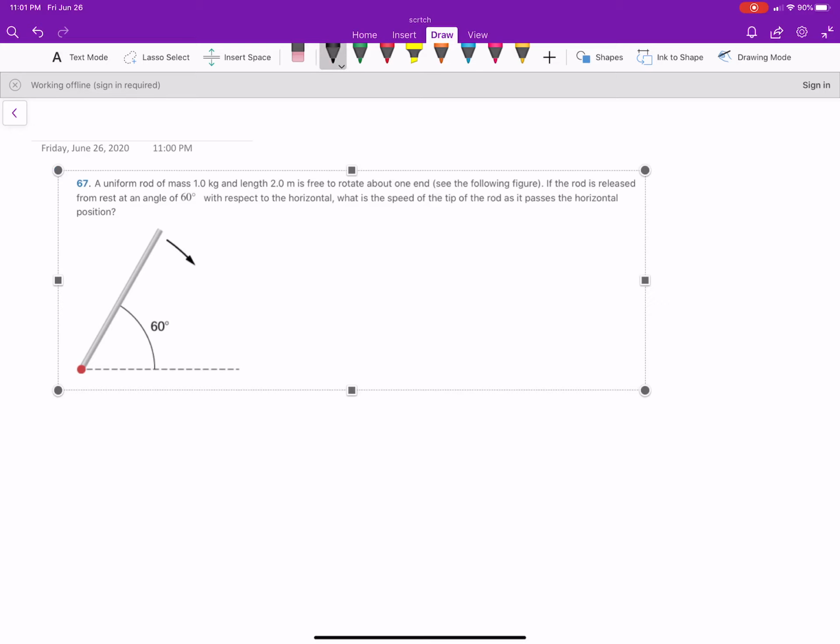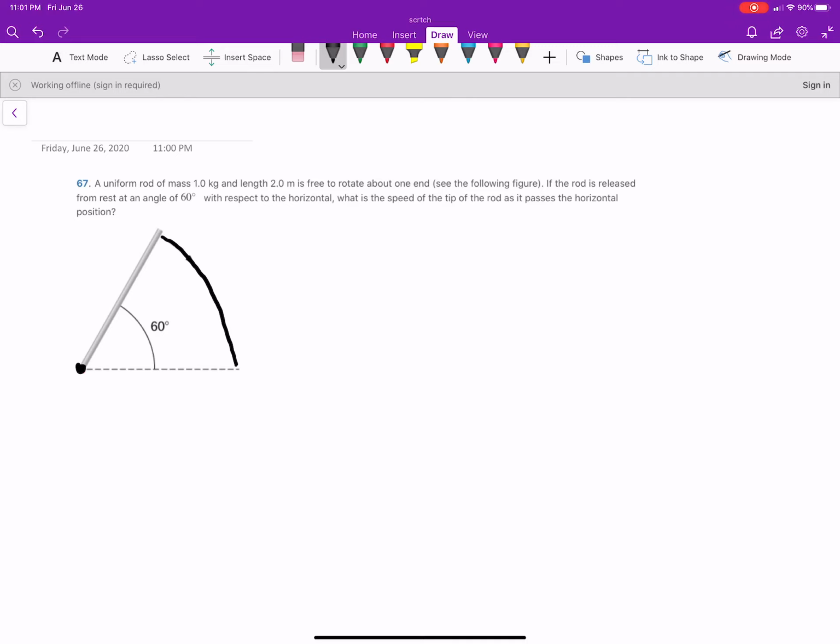Okay, so we have a problem with a uniform rod of mass 1 kilogram and length 2 meters, which is free to rotate about one end. So we have this little pivot here, and it's going to slide on down that way. If the rod is released from rest at an angle theta of 60 degrees with respect to the horizontal, what is the speed of the tip of the rod as it passes the horizontal position?